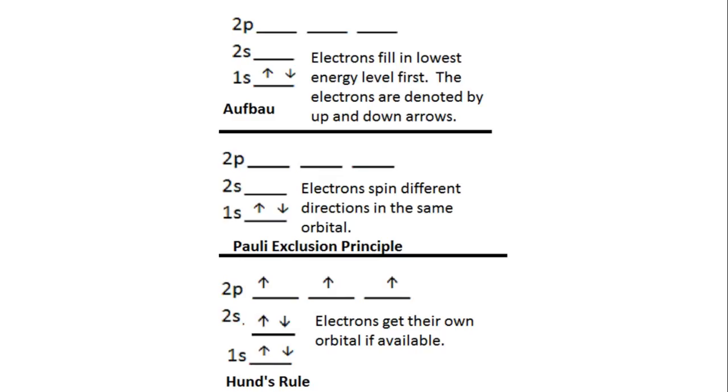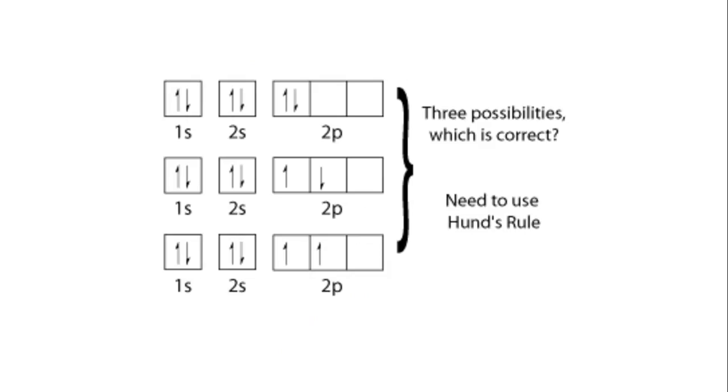All right, so here's just a quick summary of all 3 of the rules. Aufbau, we know, means starting at the 1s level. Pauli exclusion says they have to be in opposite directions if electrons are in the same orbital. And Hund's rule is if there are multiple orbitals available at that same energy level, they're going to fill singly first and then doubly.